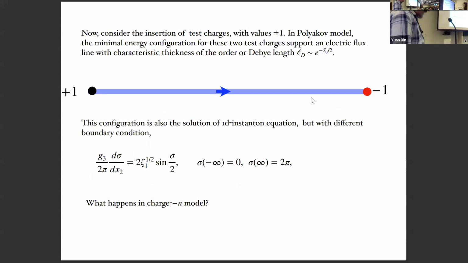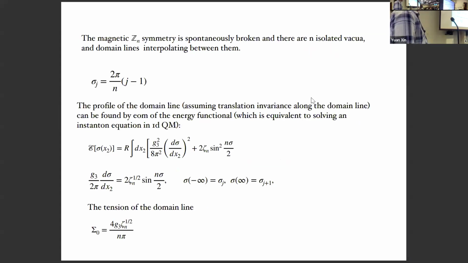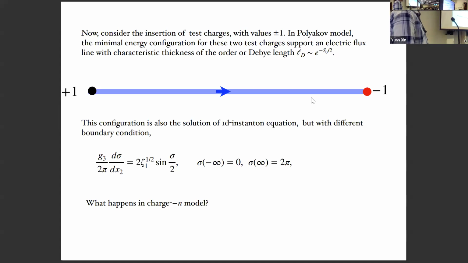And now, if n was 1, as I said, there is a minimal electric flux tube forming between them, and the thickness of this thing is given by the Debye length. This flux tube is also a solution of the instanton equation. These are the same equations, but now with different boundary conditions. Sigma at minus infinity is 0, sigma at infinity is 2π, so you have to pick up this 2π monodromy going around this charge. So this is for charge 1.